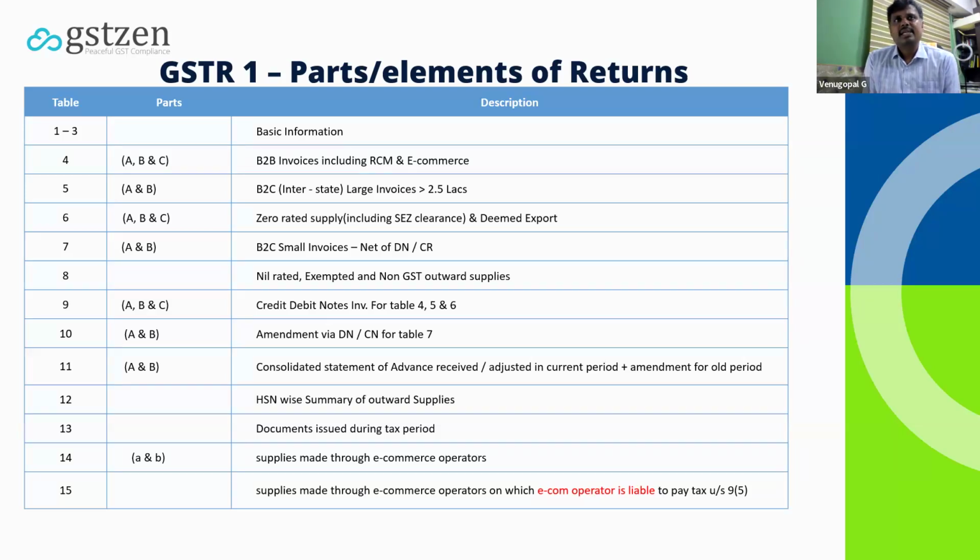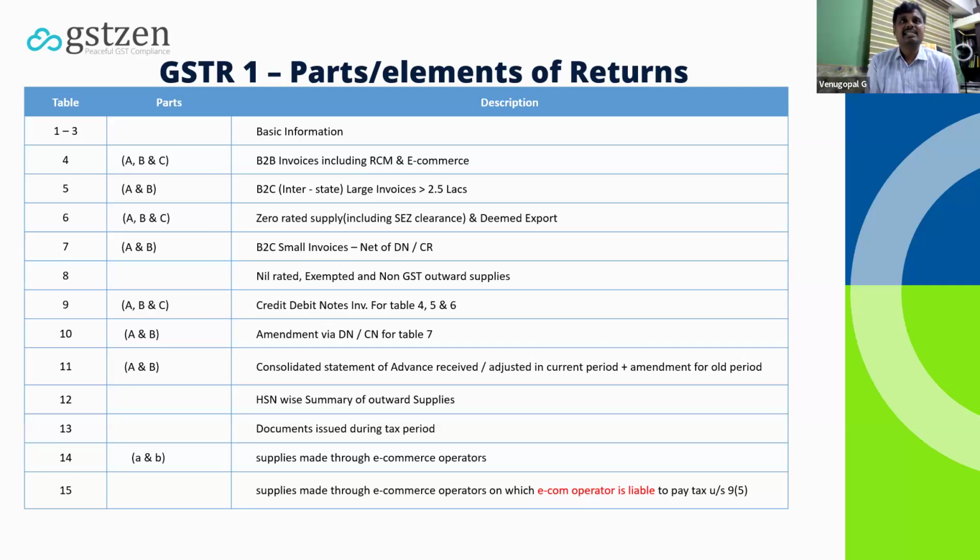Table 4 is reporting of B2B invoices, B2B outward, so to another person who is registered. Whether my supply is forward charge or reverse charge, I will still report. Please note GSTR1 is a sales register. It's not a liability register. Only the outward sales need to be reported. Do not report inward RCM purchase liability in R1.